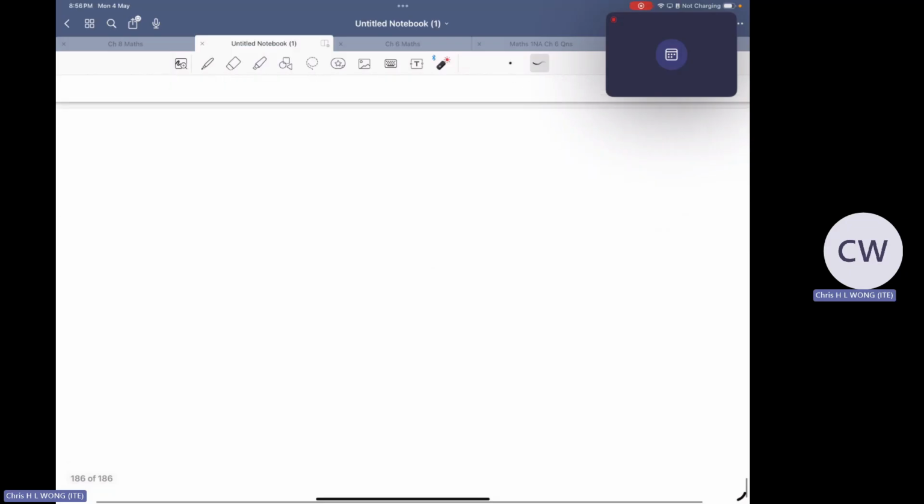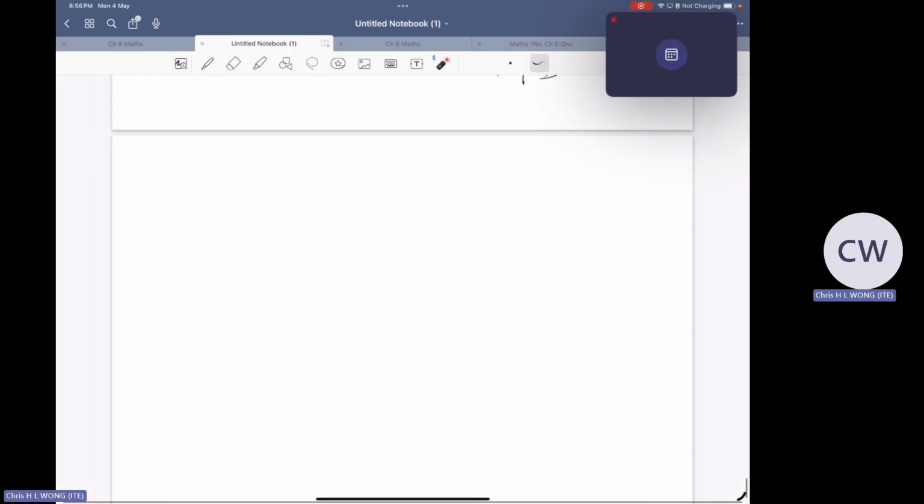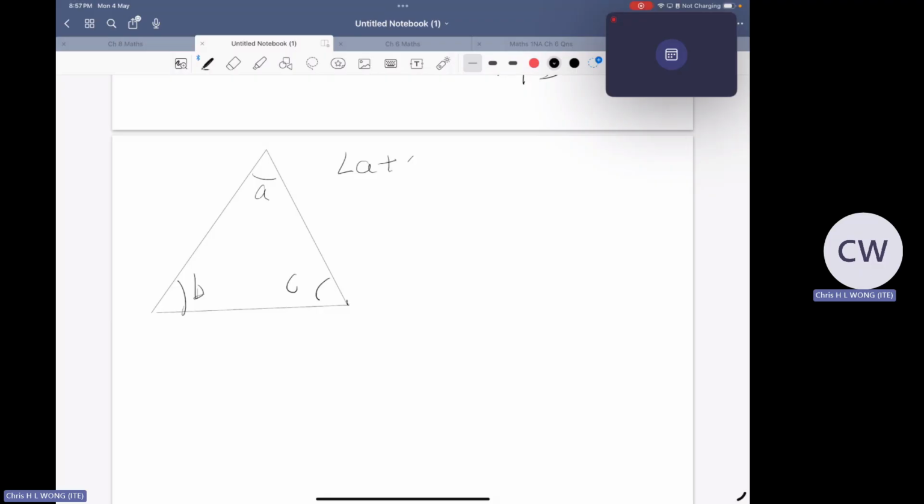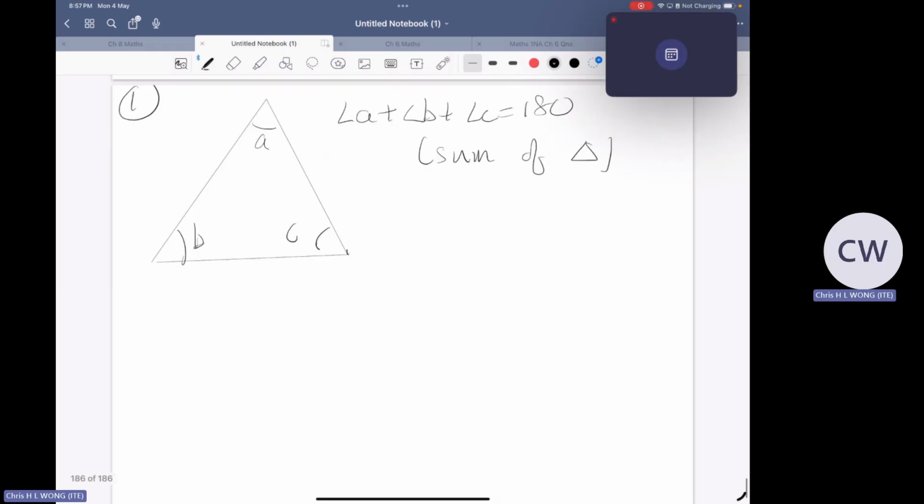Now, I told you just now about the triangle. If I have a triangle, 1, 2, 3, you know that angle A plus angle B plus angle C equals 180. The reason? Sum of triangle. First, you must know this.